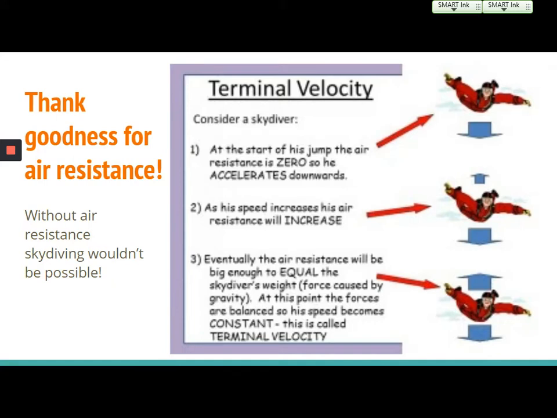Without air resistance, we couldn't do fun things like skydiving or slow things down as they're falling towards us, and we'd have a lot of dangerous meteorites and other things coming at us. So consider someone skydiving. At the beginning of our jump, we have 0 initial speed.